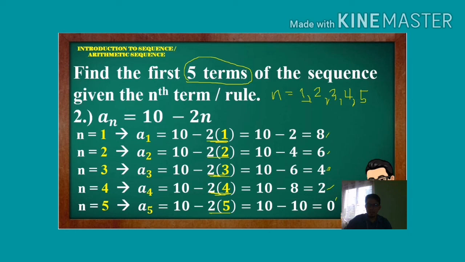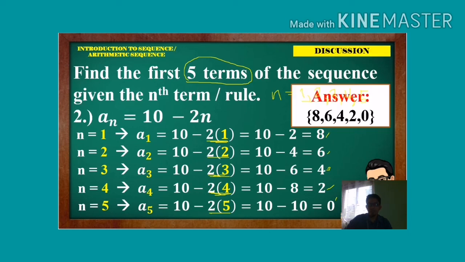Which leads us to the answer for the first 5 terms of the sequence whose rule or nth term is a sub n equals 10 minus 2n: 8, 6, 4, 2, and 0.